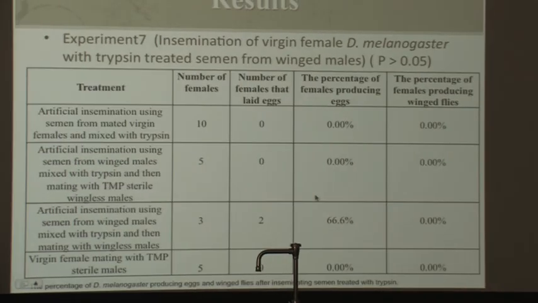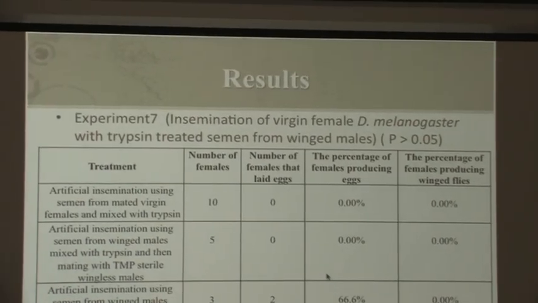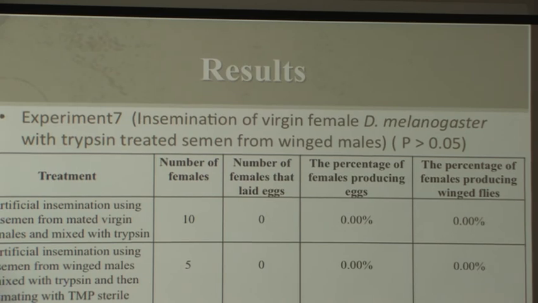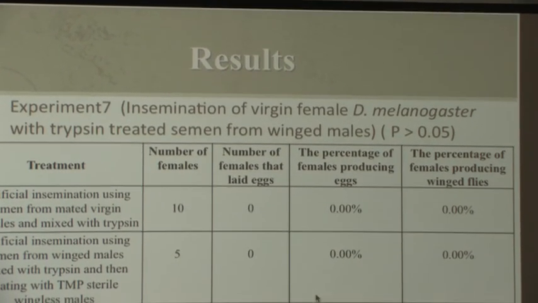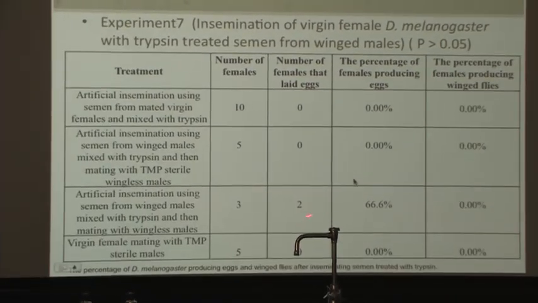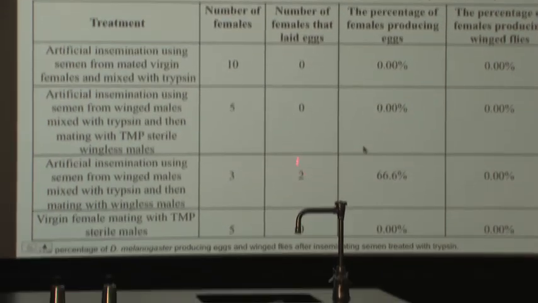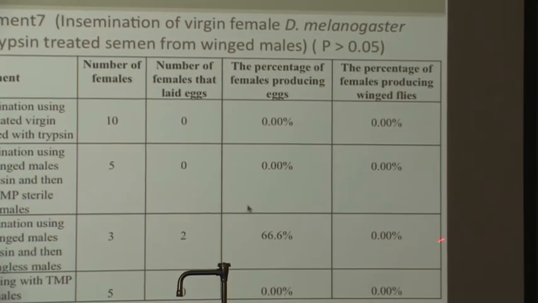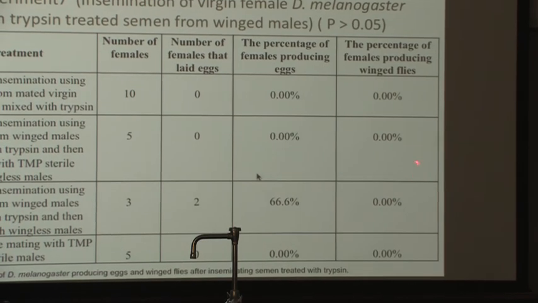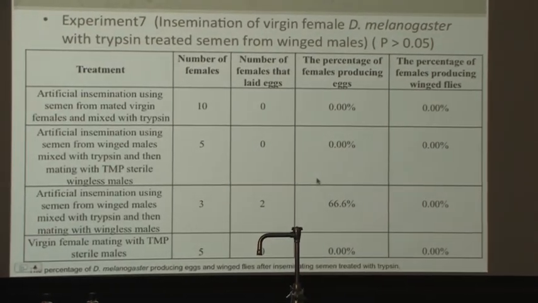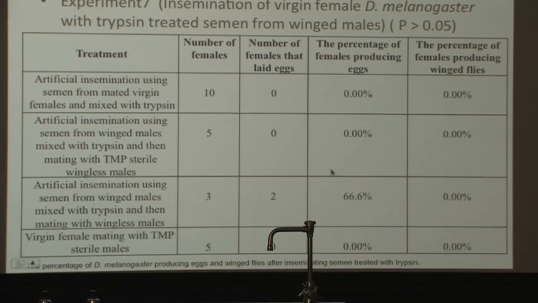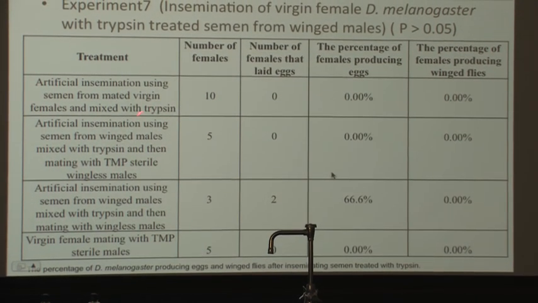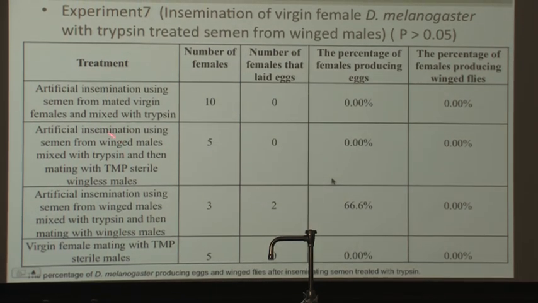The next experiment shows the percentage of Drosophila melanogaster producing eggs and white-eyed flies after insemination with semen treated with trypsin. In this table, even though we can get some females laying eggs, we cannot get any treatment that can produce white-eyed flies. Therefore, after the statistical analysis, we cannot find any difference between the females treated with trypsin or not.